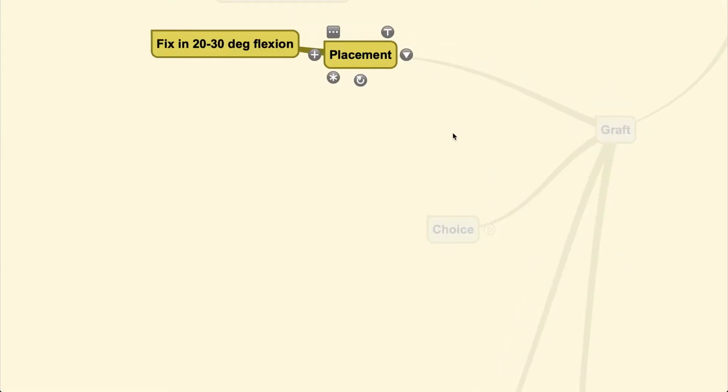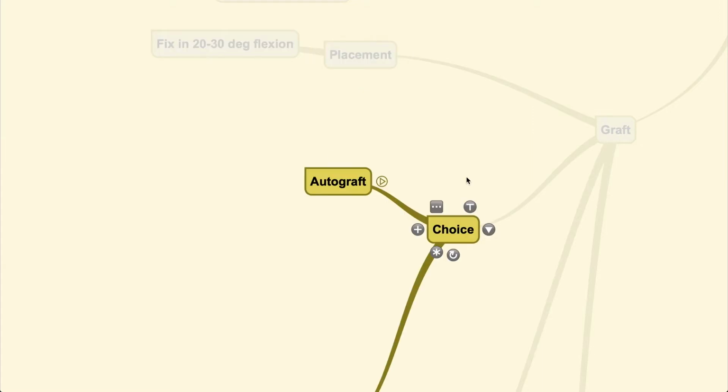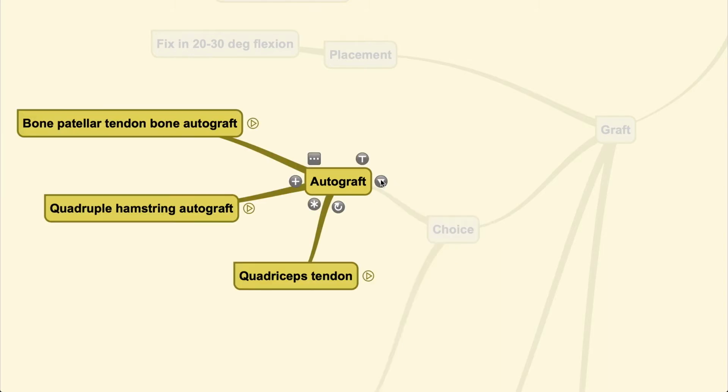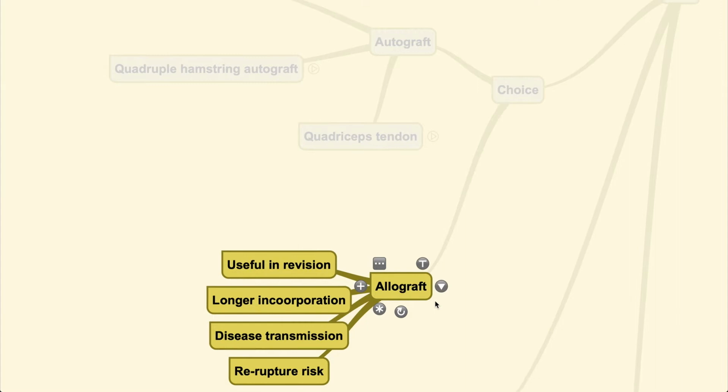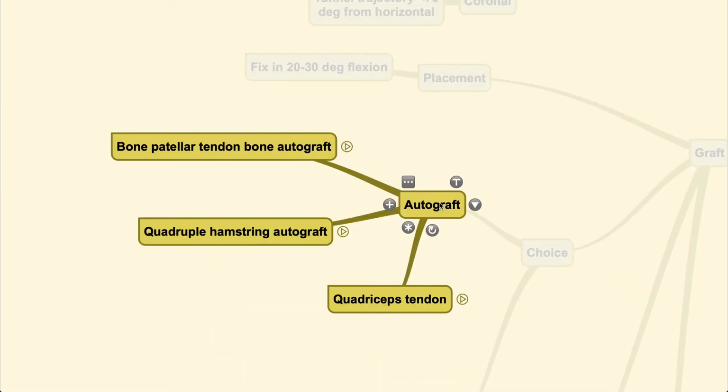The graft should be fixated in the knee during surgery in around 20 to 30 degrees of flexion, because these are usually the position where the ACL reaches its maximum length. And then for the choice itself, the autograft could be used, or the allograft could also be an option, but generally people will choose autograft.